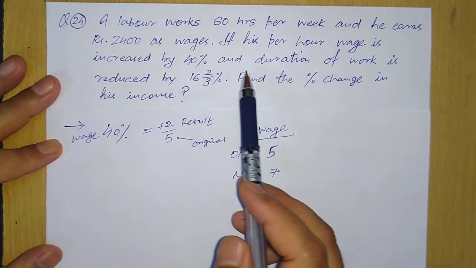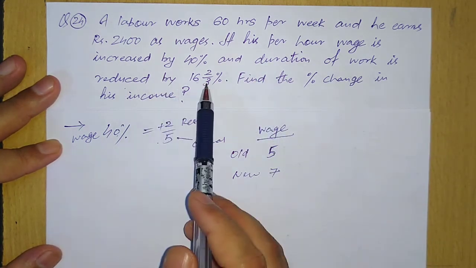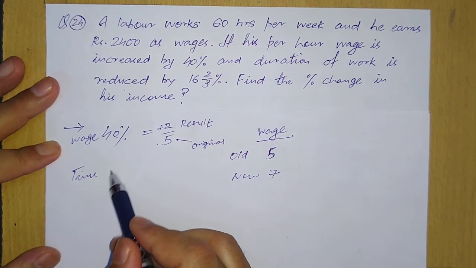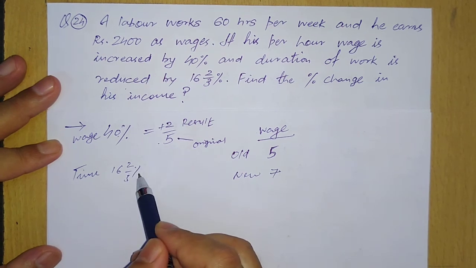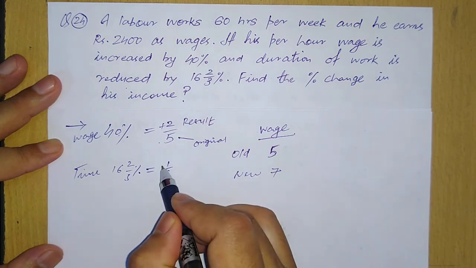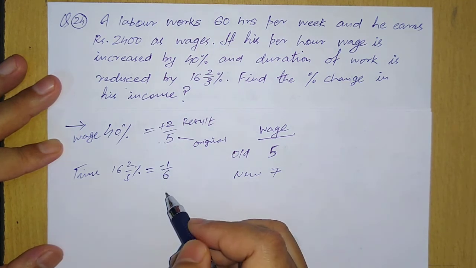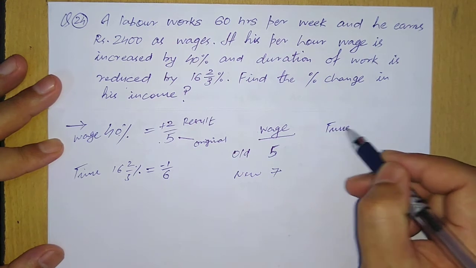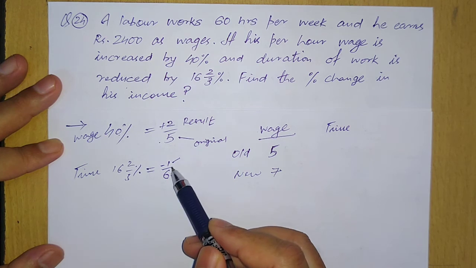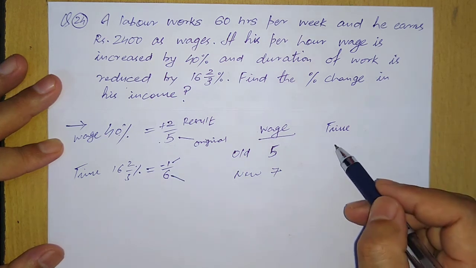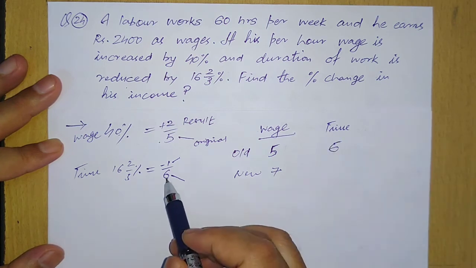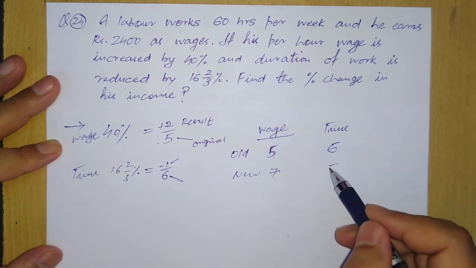And it says the duration of work is reduced by 16 2/3%. So the duration of time is reduced by 16 2/3%, which is 1 by 6. So one part has been reduced. So if we see time, the original time is 6, and the new time has been reduced by 1, so it's 5.